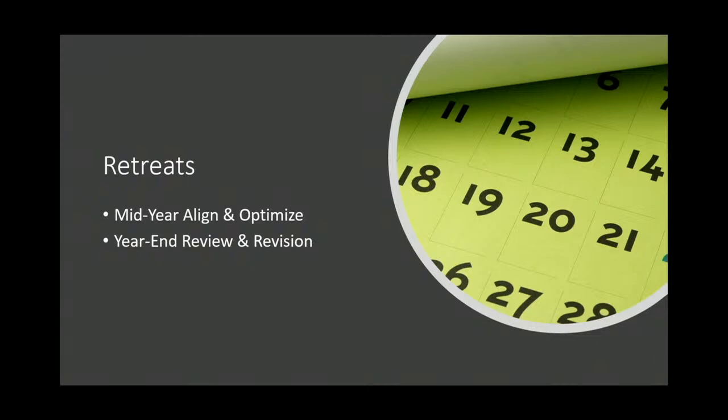The mid-year Align and Optimize retreat, which is held in December, focuses on a tactical level, reviewing strategies and metrics for possible fine-tuning. The year-end review and revision retreat, which happens in June, centers more on the strategic level, focusing on objectives and performance indicators, as well as strategies and metrics. The goal teams review all input gathered throughout the year and use, if reasonable and applicable, in updating the plan for the coming year.